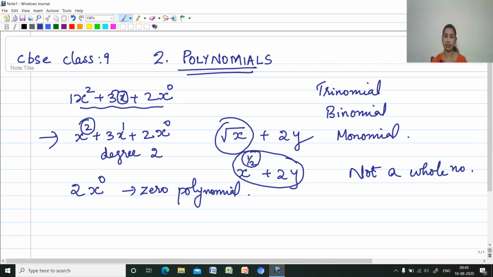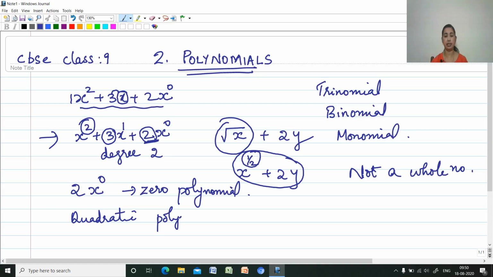Then coefficient means the value coming along with the variable. Along with x raised to 0, the coefficient is 2. Along with x, the coefficient is 3. That's called the coefficient. You have to be very familiar with these terms. Then another thing I have to tell is about the quadratic polynomial. What do you mean by a quadratic polynomial?